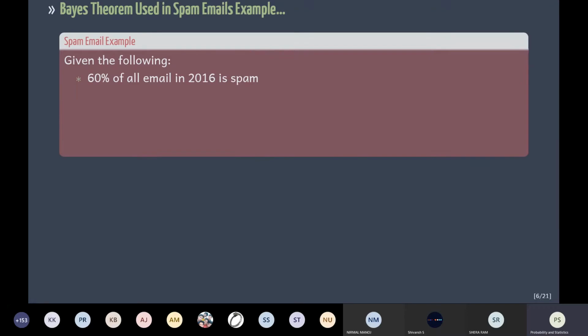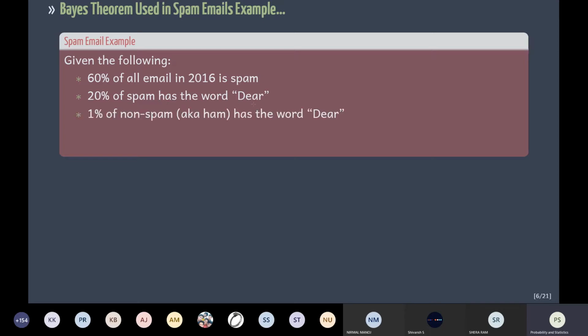Okay, now coming back to the spam emails, let us see some concrete problems. Let us look into the statistics of the emails which are spam or non-spam. So let us say these are the facts that are given to us, that 60% of all email in 2016 was spam. 20% of those spam has the word dear in it. 1% of the non-spam has the word dear also.